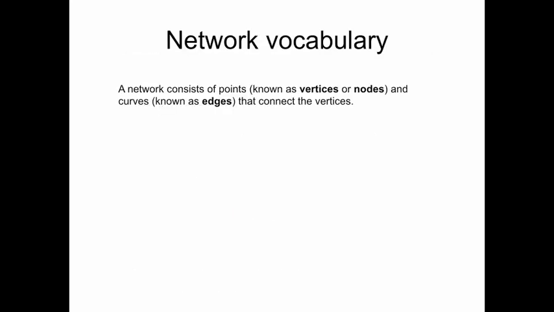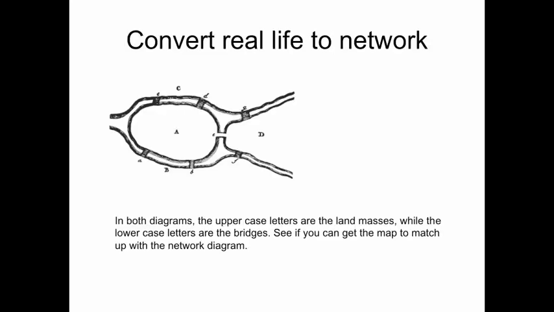And in order to talk about that, let's get a little bit of vocabulary. A network is simply a set of points connected by some lines, the points known as vertices or nodes, and the lines known as edges that connect them. What we'll do is we will take the bridge problem and we'll convert it into a model that we call a network model. Okay, so in the diagram of the bridge, the capital letters are the land masses and the small letters are the bridges going across the river.